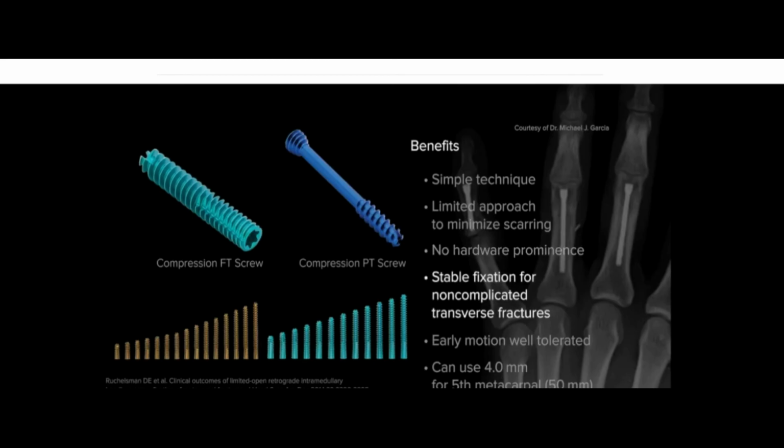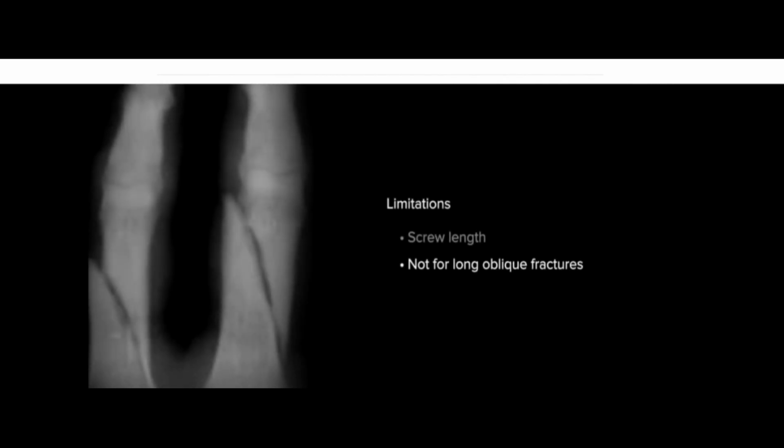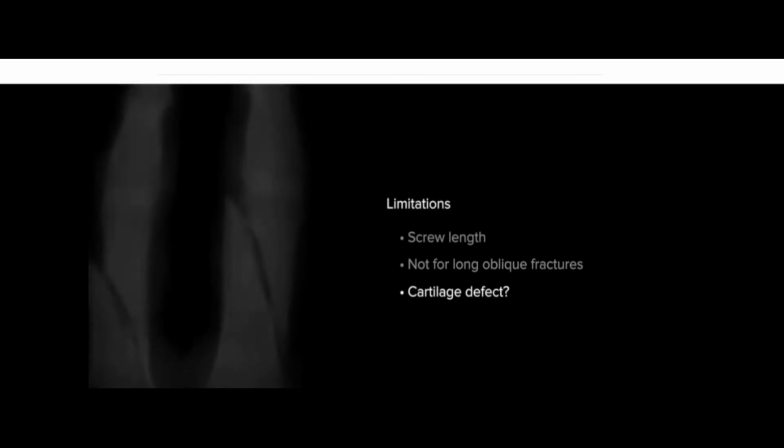It is a stable fixation for non-complicated transverse fractures. Early motion is well tolerated, and even a 4 millimeter screw can fit down the fifth metacarpal. Some limitations to these screws are that they are not indicated for long oblique fractures, as there might be potential rotation of the fragment. As for the possibility of cartilage damage on the metacarpal head, recent studies are showing no cause for concern of potential osteoarthritis later in life.